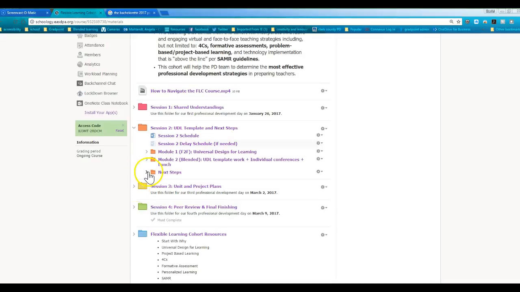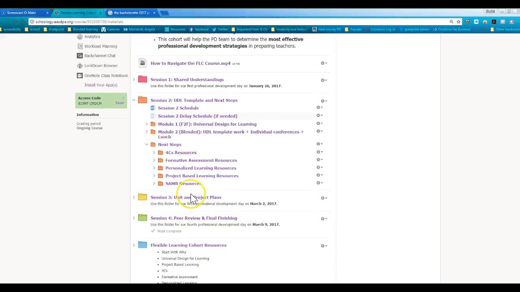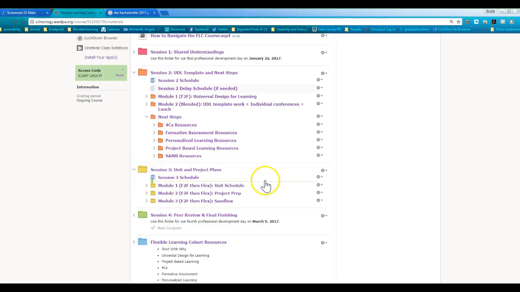Session 3, and of course next steps was moving on to the next. We were going to use 4Cs, form of assessment, personalized learning. This is what was coming next. We always gave an up next of what we were going to do. We got into the face-to-face and flex, face-to-face and flex. So we did a lot of project prep at this point.